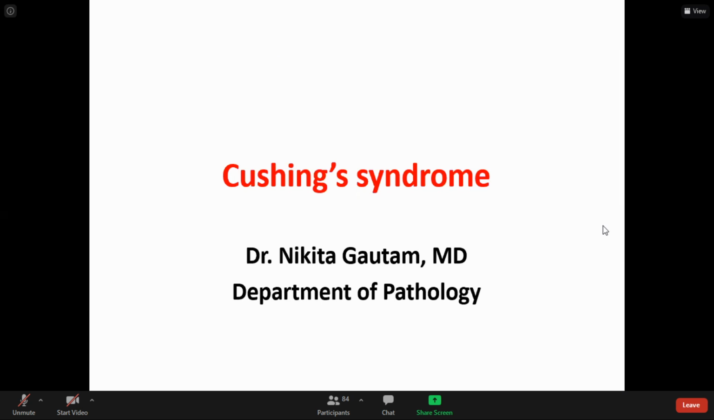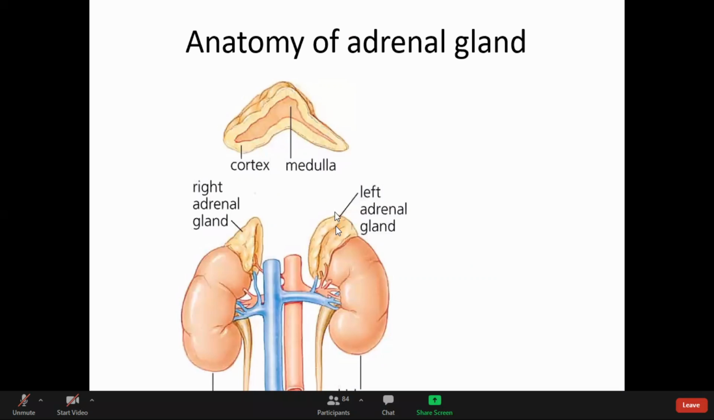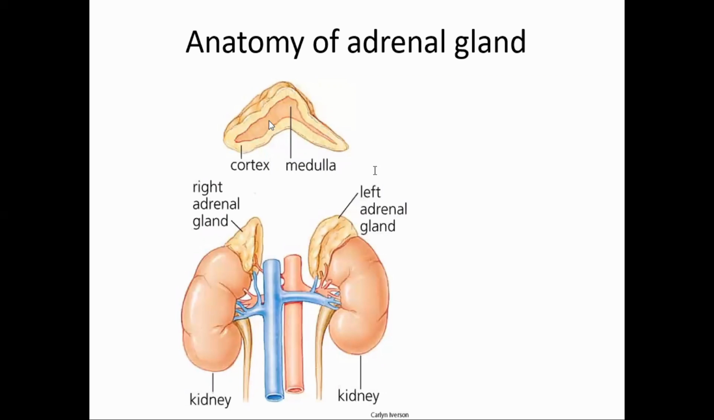Let's start. Cushing syndrome. Today we'll be discussing Cushing syndrome and Addison's disease. Coming to Cushing syndrome. Adrenal gland, as you all know, is divided into two parts. The outer one is the cortex and the inner one is the medulla. We know there are right and left adrenal glands situated at the upper pole of both the kidneys.